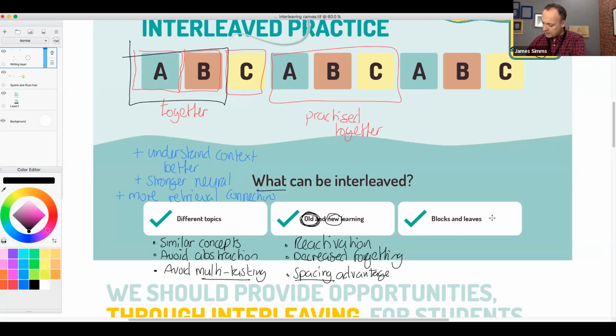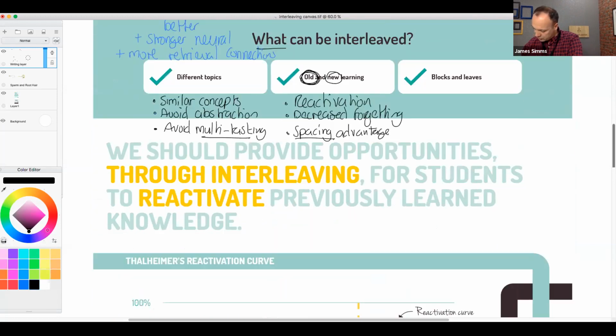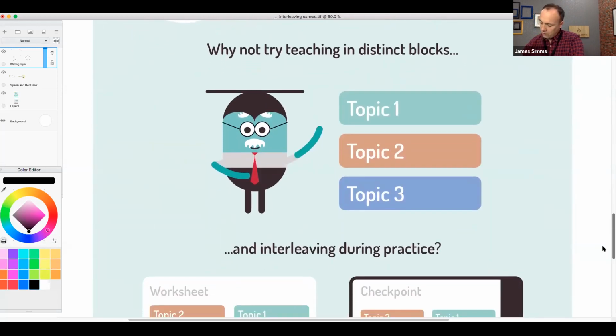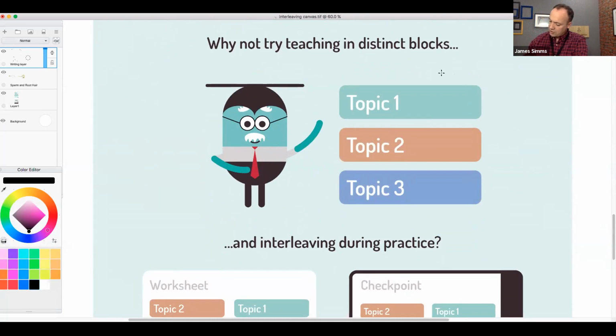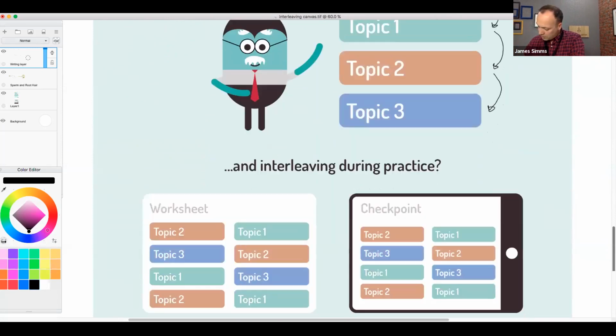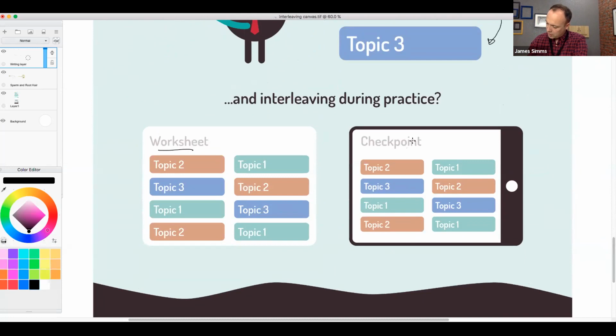As an example of this, I've got it all the way down here. Let me just drag this all the way down. We've got this idea that you might simply teach in exactly the same blocked structure, so think about your delivery being identical to what it is now. But when we come to the practice environment, here we've got a worksheet, here we've got an online checkpoint. Where we come to the practice, these things are interleaved.